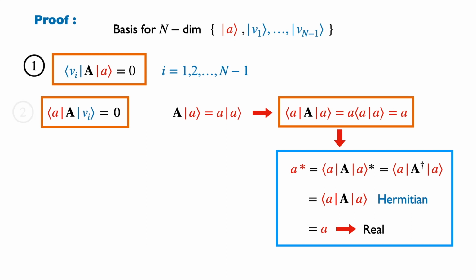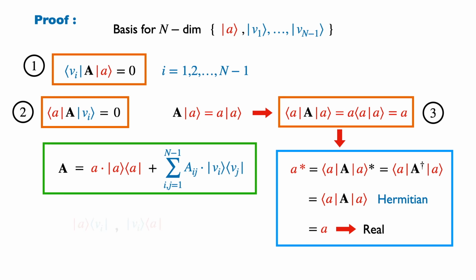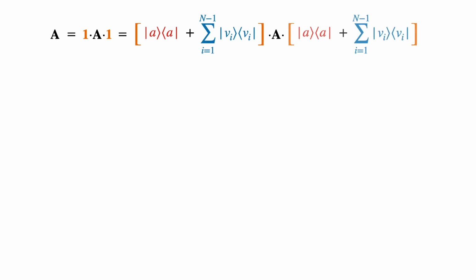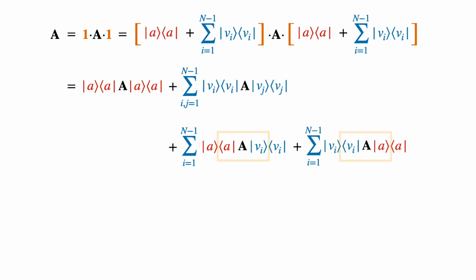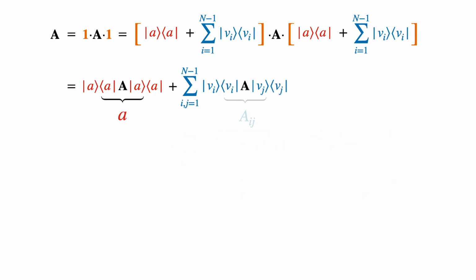Together, these three properties of the matrix elements of A allow us to construct its ket-bra representation. Notice that all the cross terms are missing. This is due to properties 1 and 2. More explicitly, the ket-bra representation of A is constructed by inserting the resolution of identity in the chosen basis. We see that the terms associated with the matrix elements of cross components dropped out. And what is left is the stated expression.